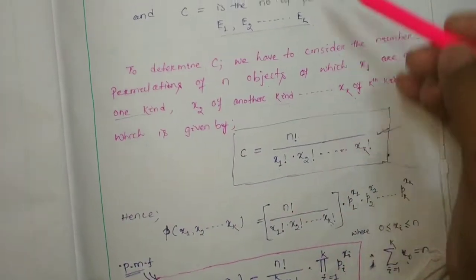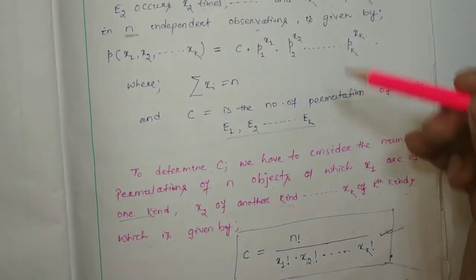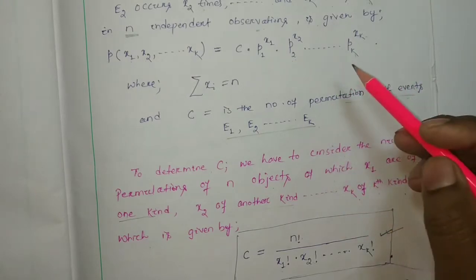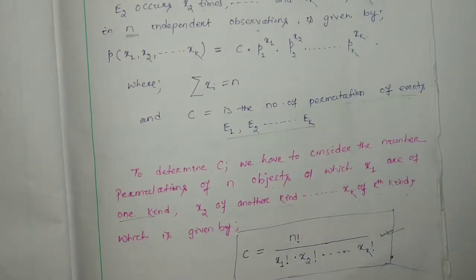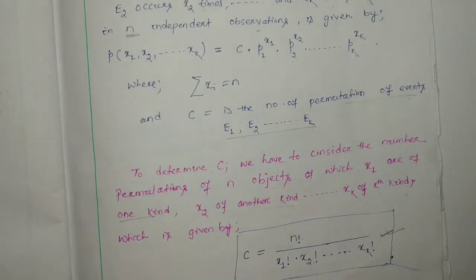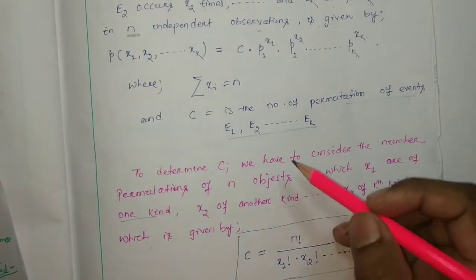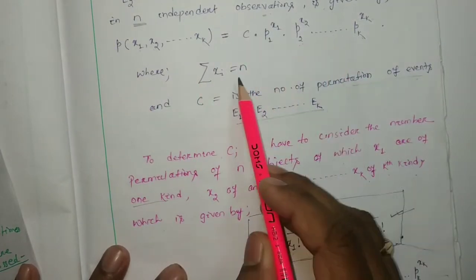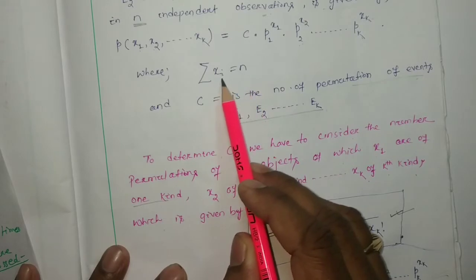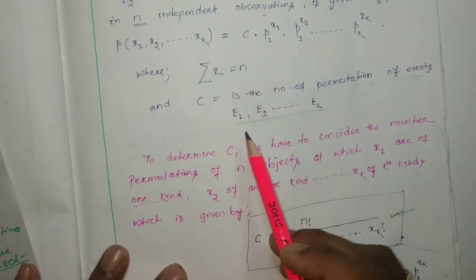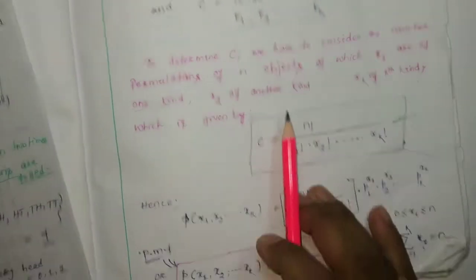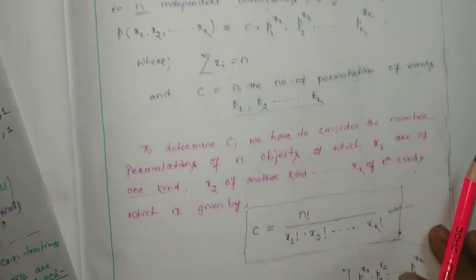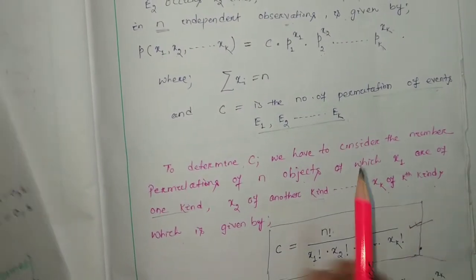So many things we have discussed. For the physical meaning of these things, I am going to give you two examples from which we can understand whatever we discussed. What is C, what is n, how the sum of the xi will be n, and how C will be this one. Here I am going to give you two examples, and you will be clear.